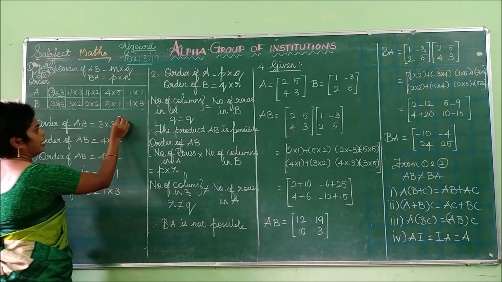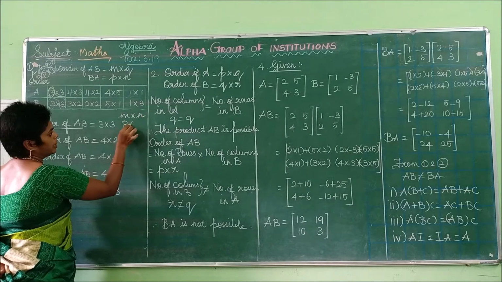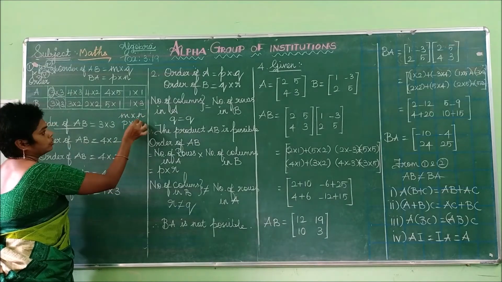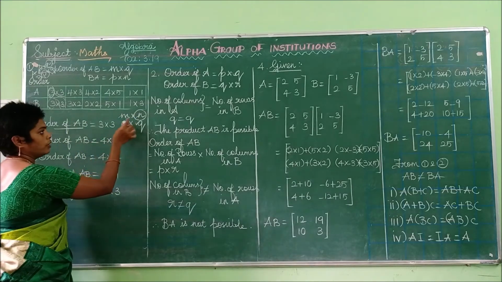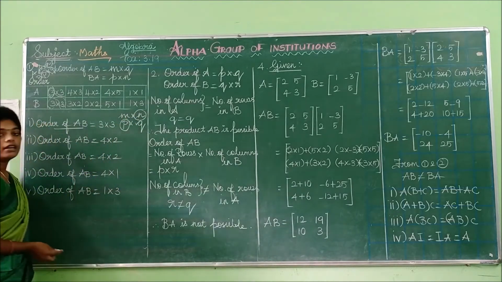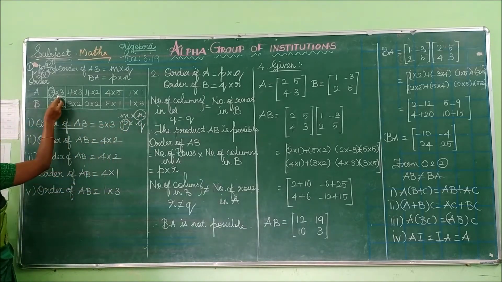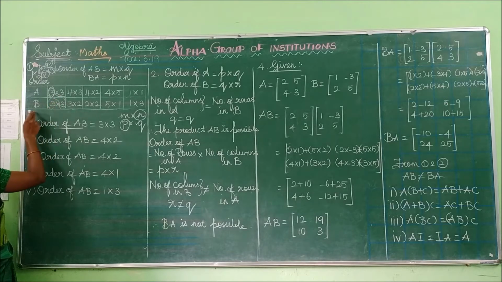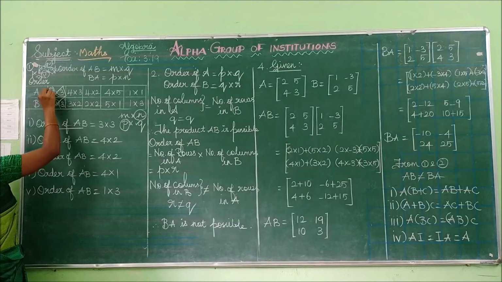So what is our A? Our A is m cross n, our B is p cross q. So the number of columns in the first matrix should equal the number of rows in the second matrix. Check: the number of columns in the first matrix is 3, the number of rows in the second matrix is 3. So both are 3, and you can write the order.